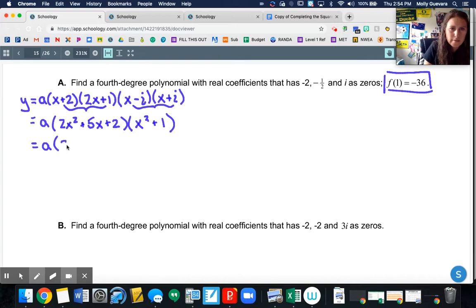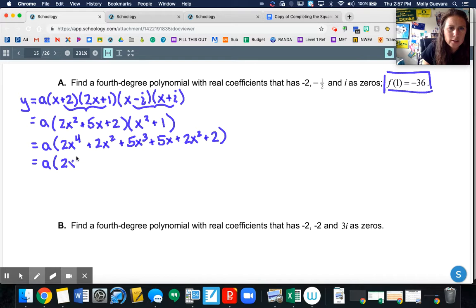So I have 2x to the 4th plus 2x squared plus 5x to the 3rd plus 5x plus 2x squared plus 2. And I'm just going to quickly combine like terms and write this in the correct order.